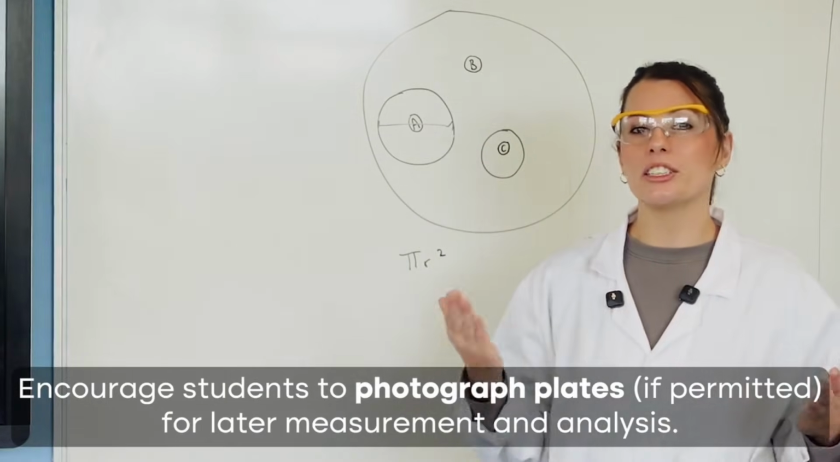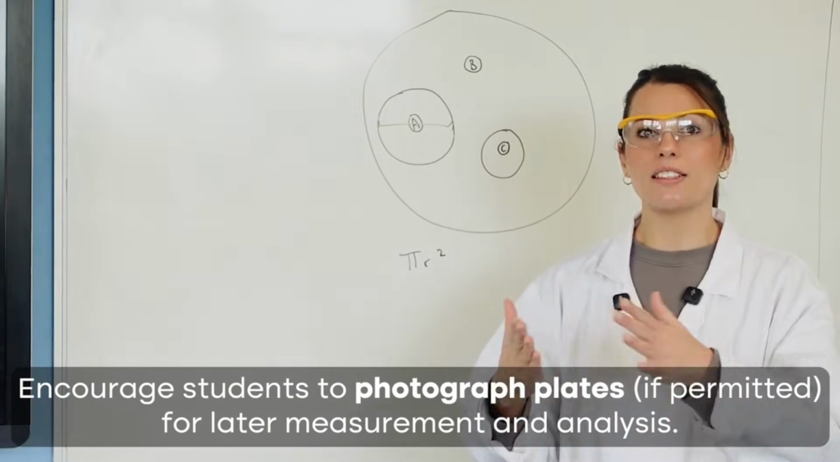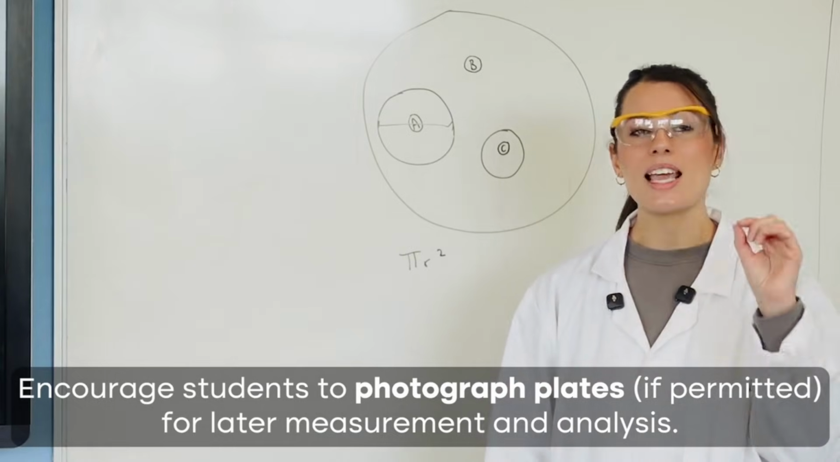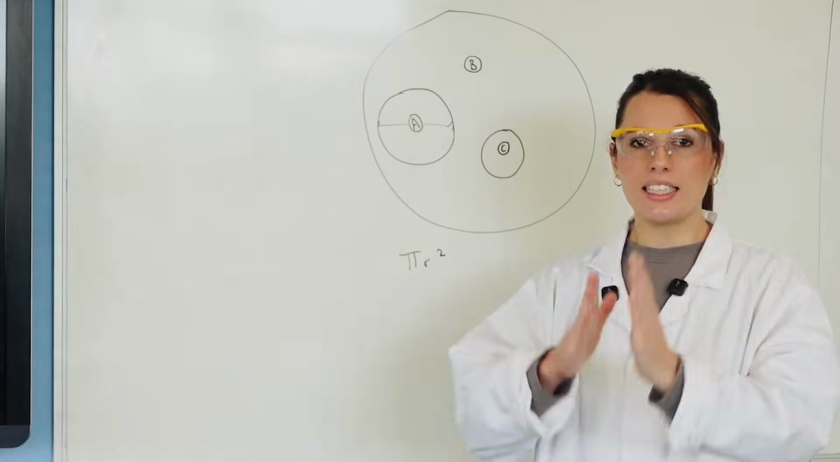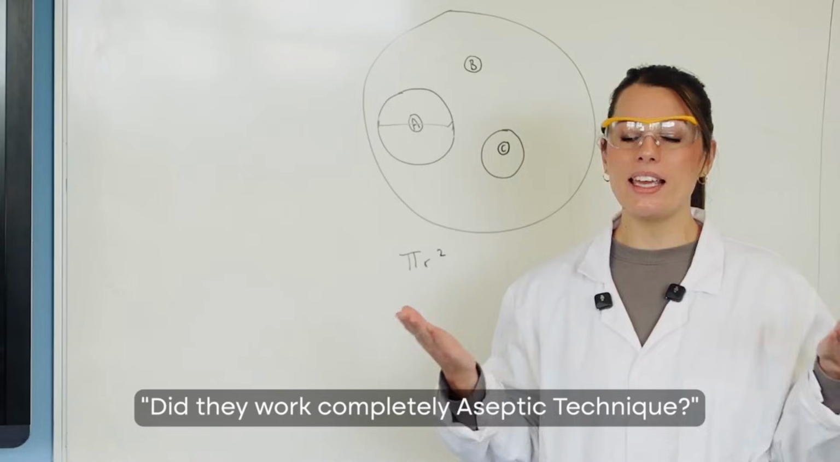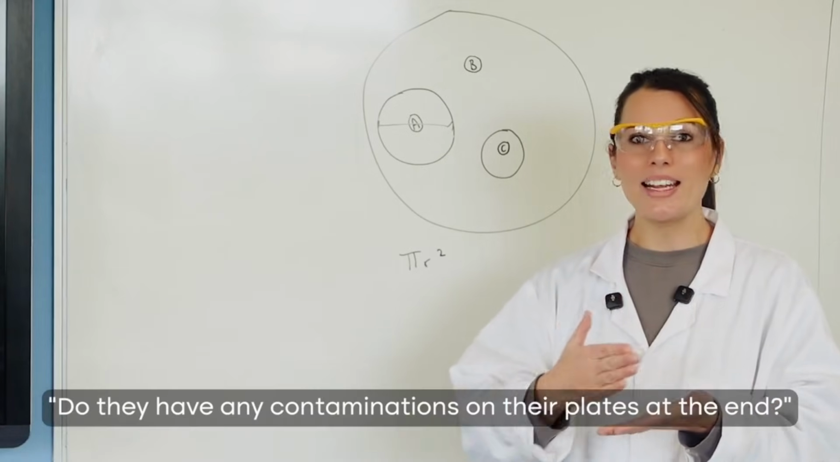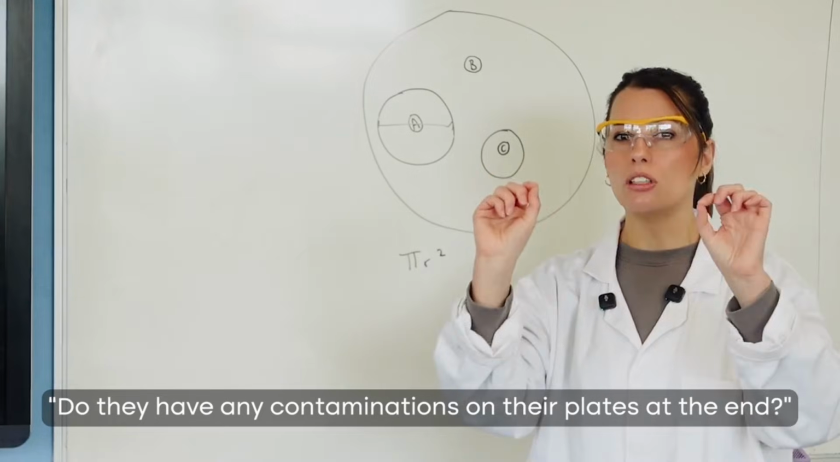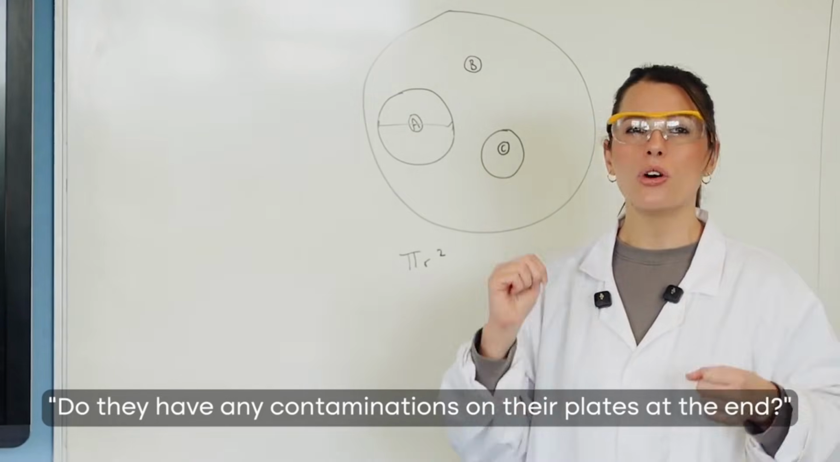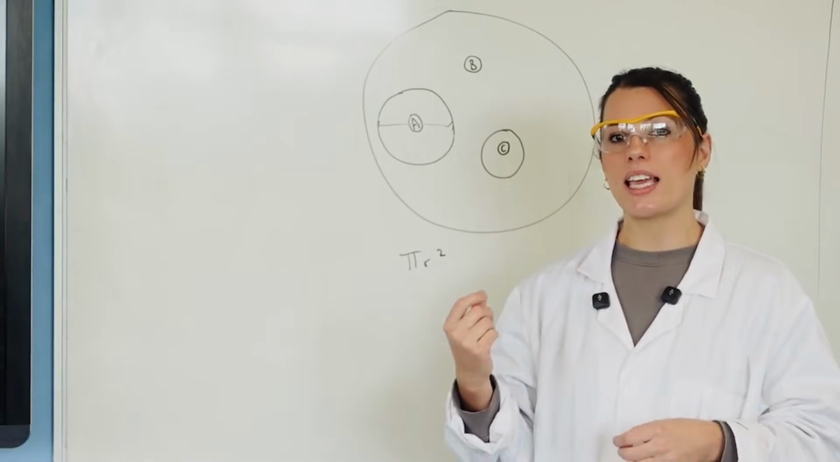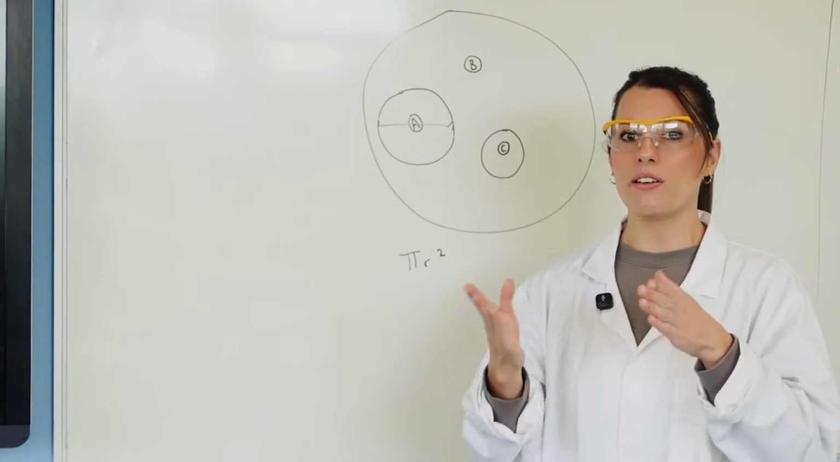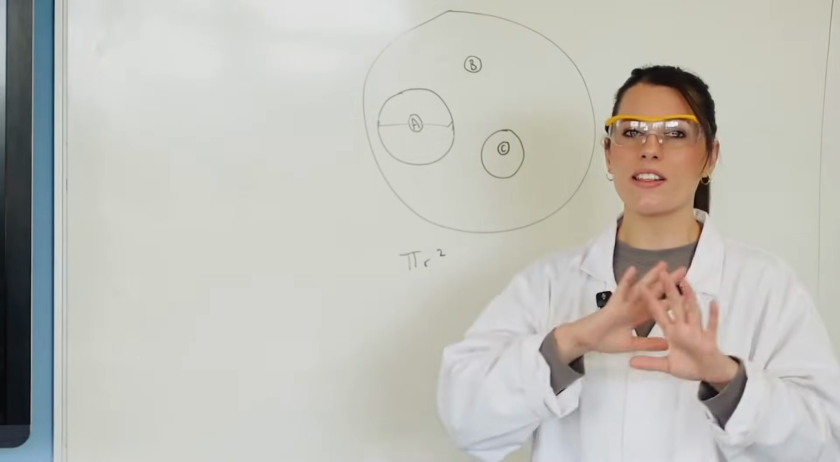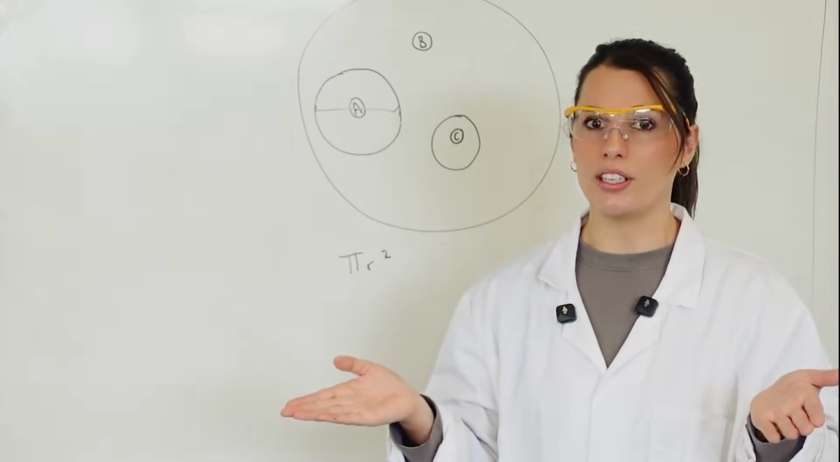I would always encourage them to take photos so that you've got that to look back on and to put in with your results. And also it's useful to be able to see, did they work completely aseptically? We can tell that by, do they have any contaminations on their plates at the end, which would look like different colored dots, often a bright orange color or a darker yellow color, indicating different bacteria other than the E. coli has grown. Or if you have anything really furry, then that is your fungus that is growing.